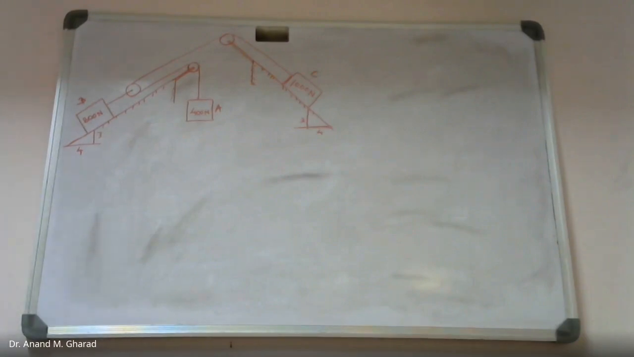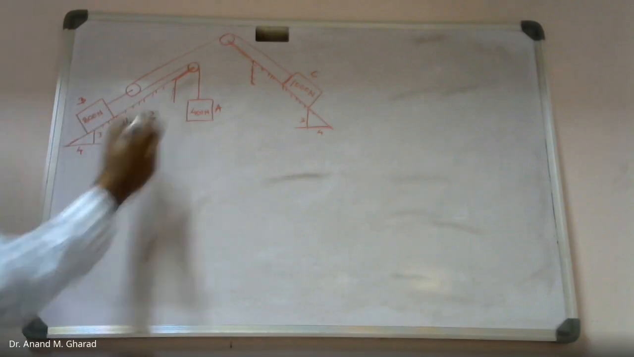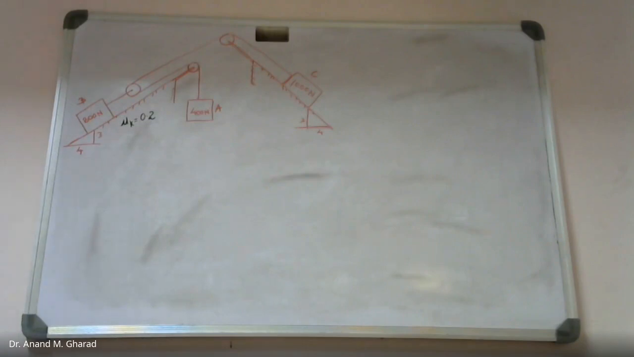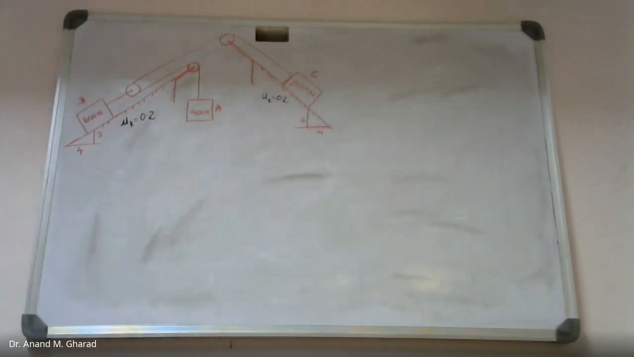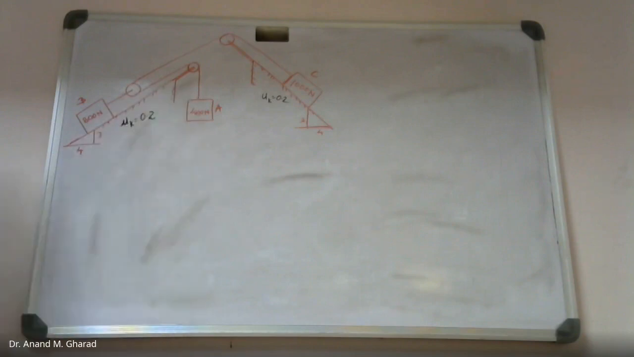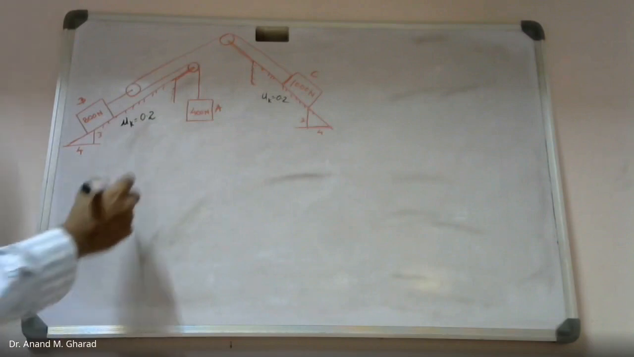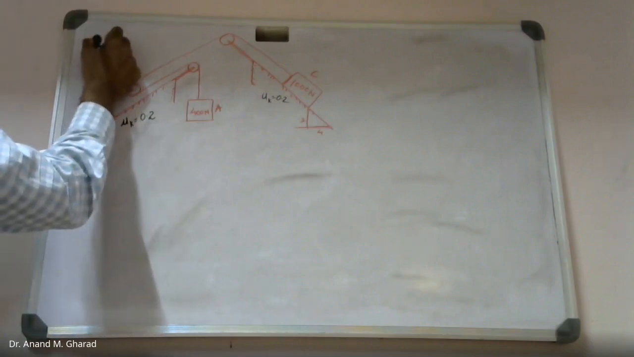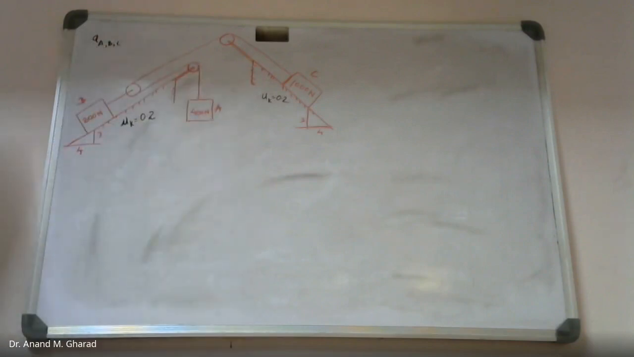Moreover, the coefficient of kinetic friction, mu k, is 0.2. This is given under B and C. That means mu k over here and mu k over here are the same, 0.2. Okay? This is free. This is not in contact with the vertical surface. This is free. So have you understood the problem statement? What you are supposed to identify? Acceleration of each body and tension associated to block A.